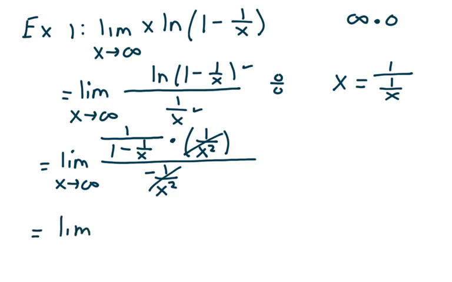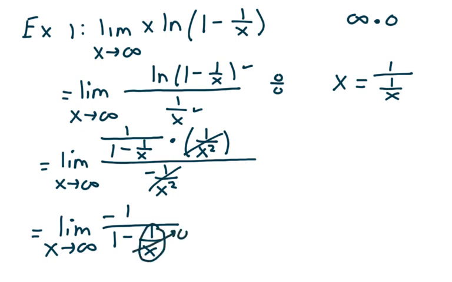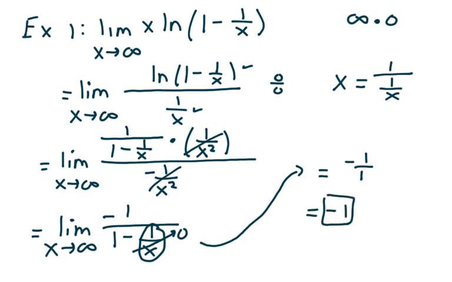And so this is the limit as x goes to infinity of negative 1 divided by 1 minus 1 over x. But as x gets large, 1 over x is going to go to 0. And so the answer here is negative 1 over 1, which is equal to negative 1. And that would be the correct answer for example 1. Let's take a look at example 2.